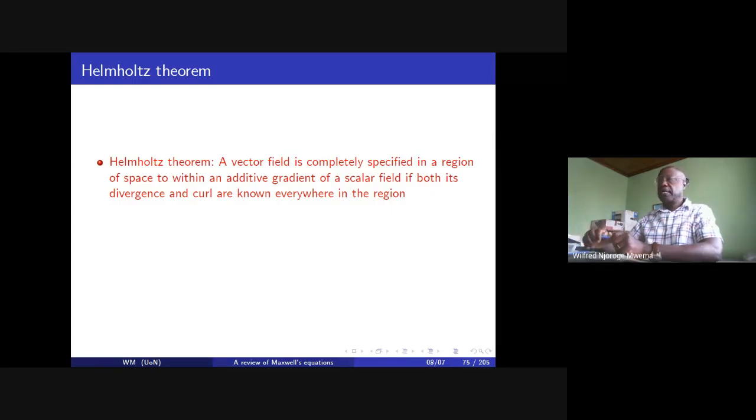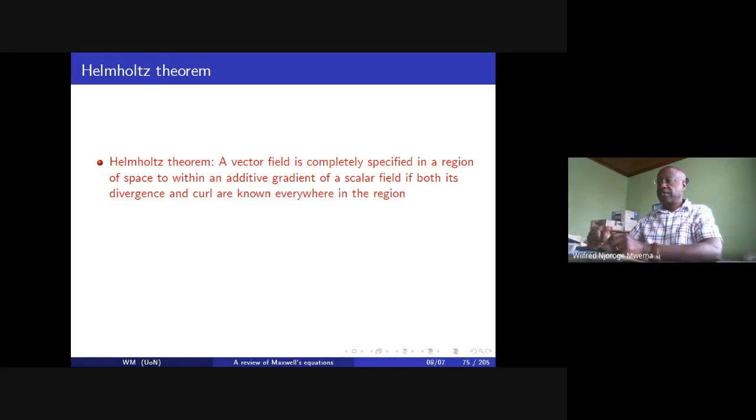Now, another important theorem that is going to help us in understanding the fields in this particular case is how to know that, if we solve a problem and we get expressions for the fields, we have completely specified these fields. This is done with the help of Helmholtz theorem, which says that a vector field is completely specified in a region of space to within an additive gradient of a scalar field if both its divergence and curl are known everywhere in the region.